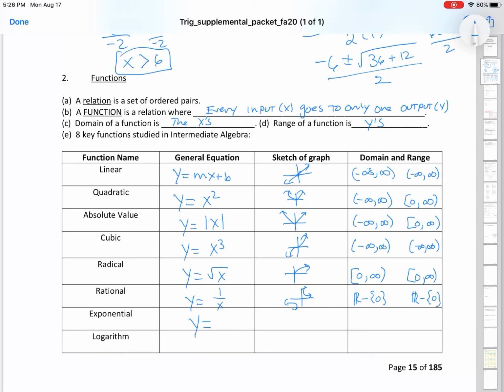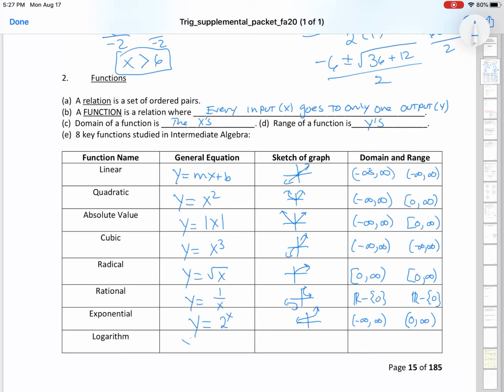Exponential function, y equals 2 to the x is the basic one. And it looks like this. It grows over time. Its domain is from negative infinity to infinity, and its range, and this is not a mistake, is open 0 to infinity. It never obtains the 0. There's nothing you can raise 2 to get out 0.